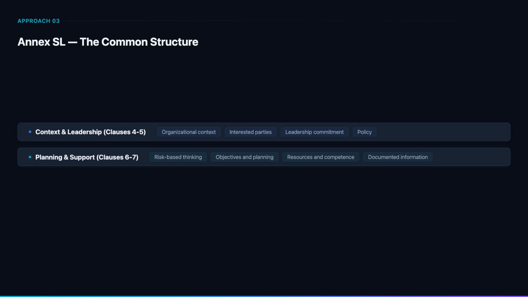Clauses 6 and 7 cover planning and support. All 3 standards require risk-based thinking, setting objectives with plans to achieve them, providing adequate resources and competence, and controlling documented information. The integrated auditor verifies these once while examining how each standard's specific risks and objectives are addressed.